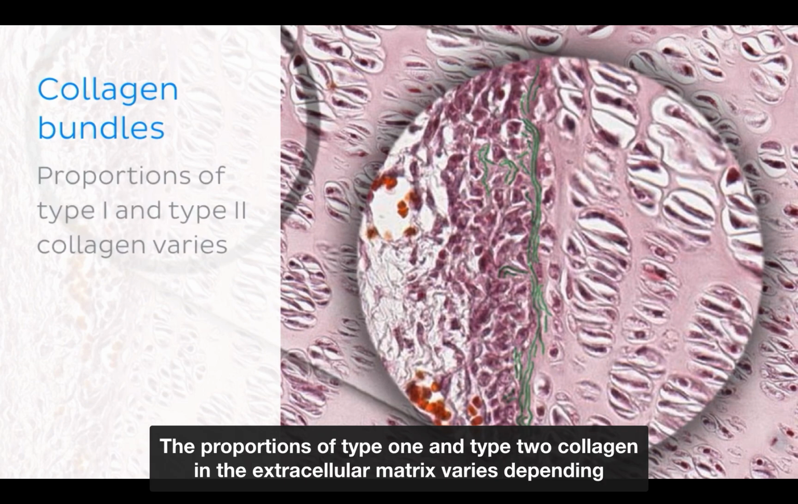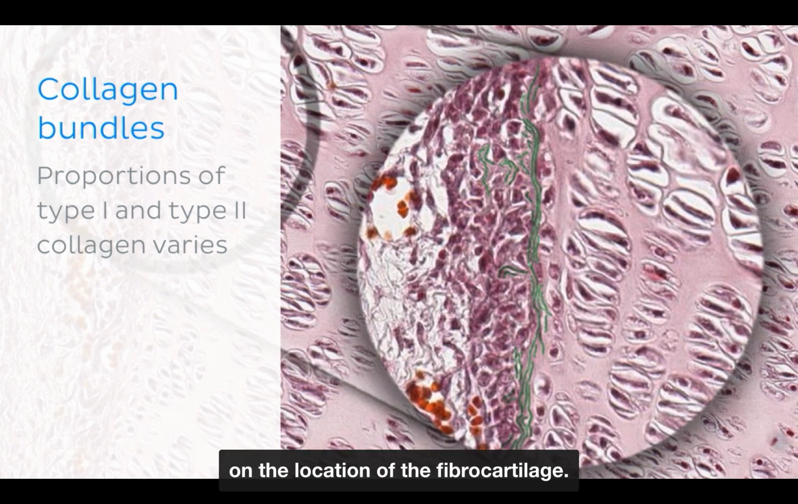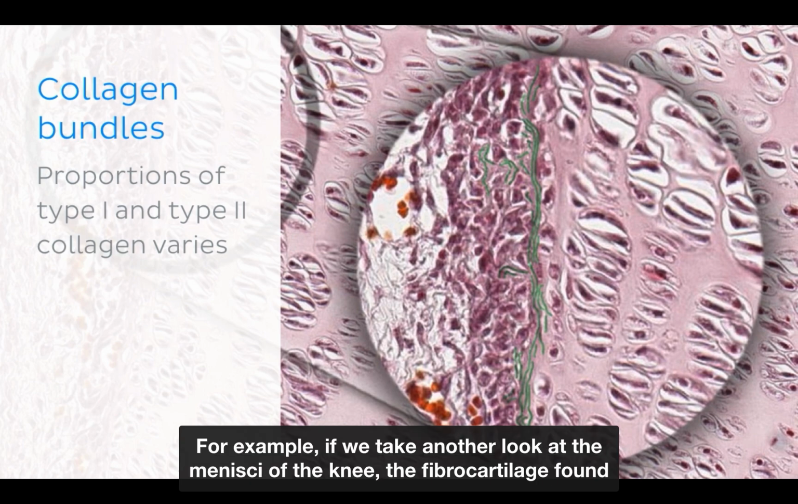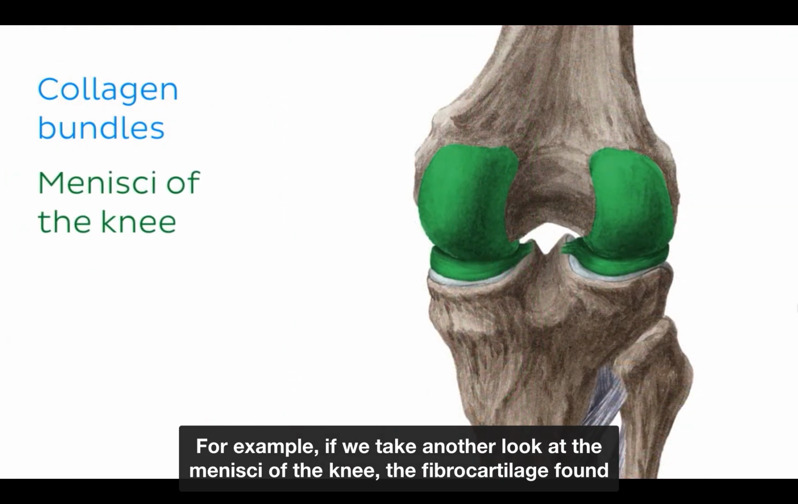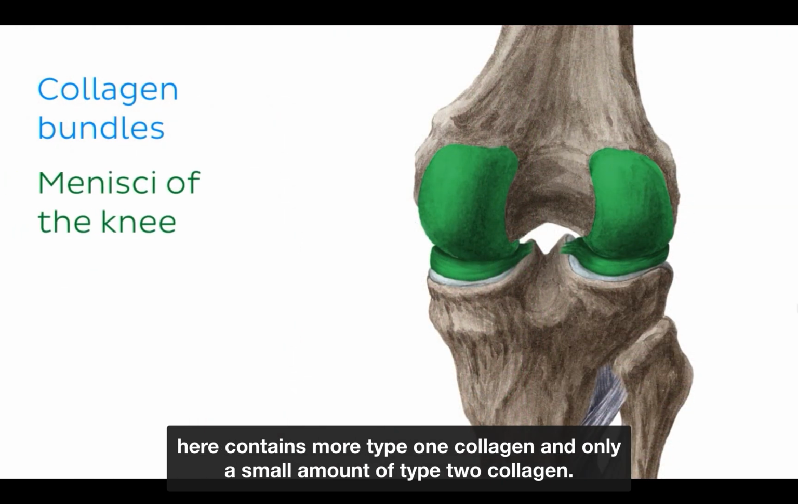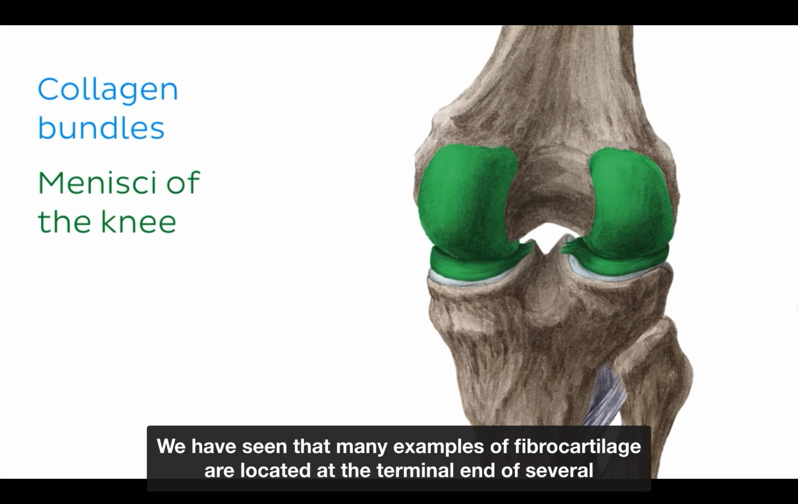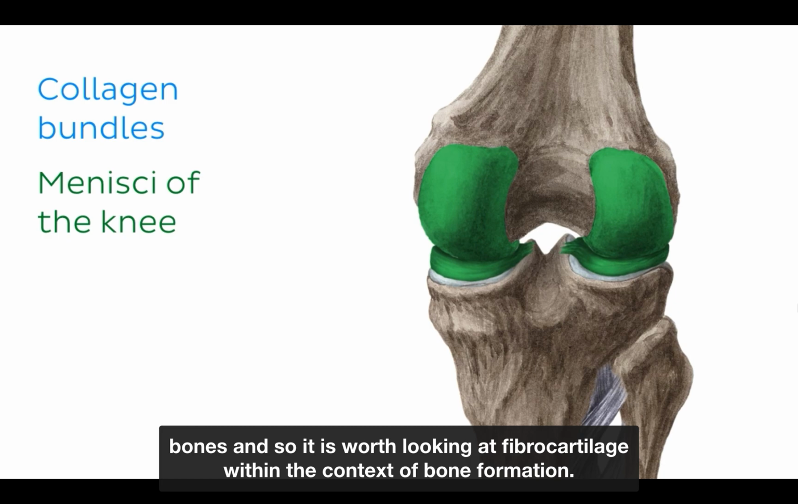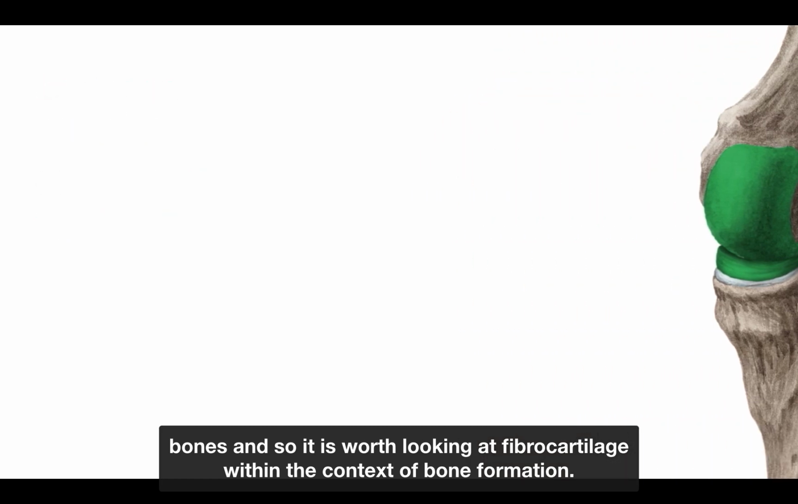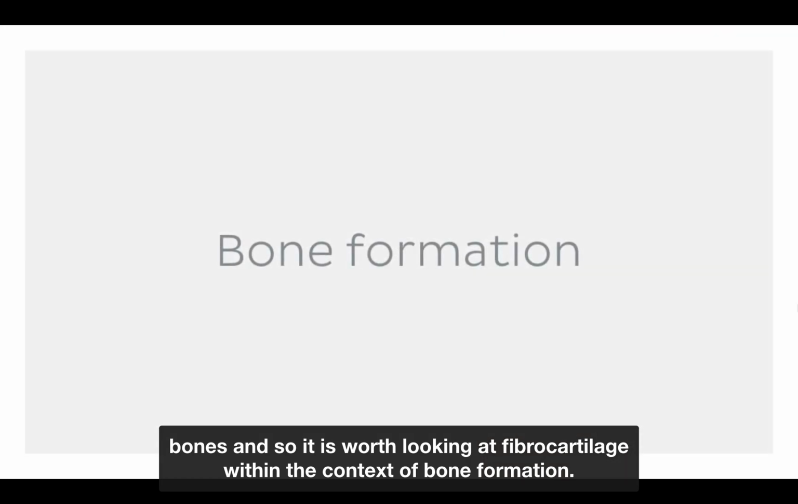The proportions of type 1 and type 2 collagen in the extracellular matrix vary depending on the location of the fibrocartilage. For example, if we take another look at the menisci of the knee, the fibrocartilage found here contains more type 1 collagen and only a small amount of type 2 collagen. We have seen that many examples of fibrocartilage are located at the terminal end of several bones, and so it is worth looking at fibrocartilage within the context of bone formation.